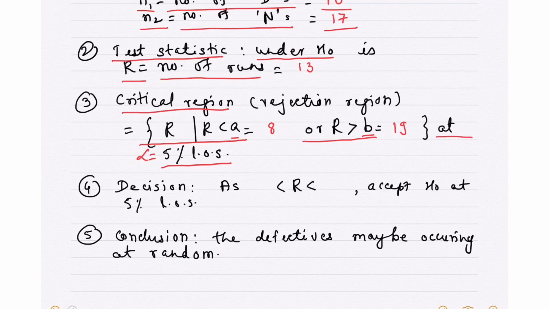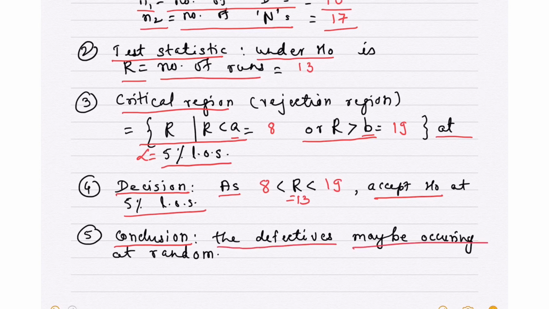Fourth step in testing is to write the decision. As R, that is 13, lies between A and B, which are 8 and 19, we accept H0 at 5% LOS. And the last step is the conclusion. The conclusion is the defectives may be occurring at random.